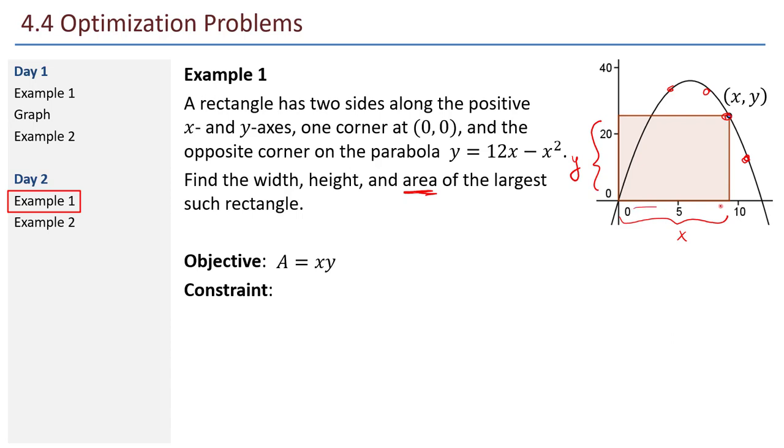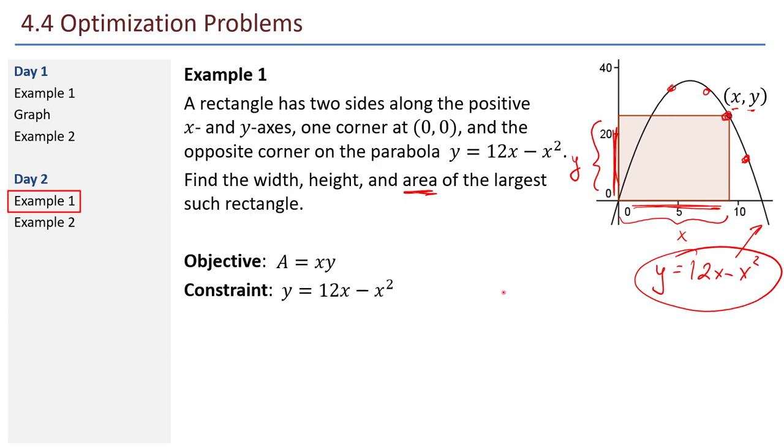What are x and y constrained to be? I can't just make x as large as I want and y as large as I want. They're constrained by the fact that the opposite corner lies on the parabola. Well, that opposite corner has coordinates x, y, x to the right and y up. And I know that every point on the parabola satisfies the equation y equals 12x minus x squared. So that equation for the parabola turns out to be exactly the constraint that we want.